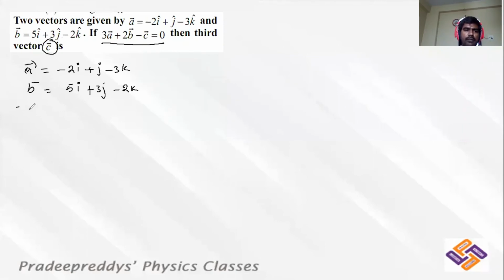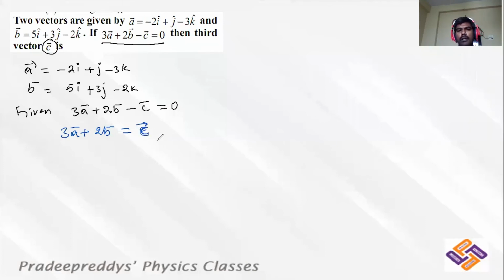What is given to you? It is given 3a bar plus 2b bar plus c bar is equal to 0. Now in order to find c, what do you do? Just bring the c onto the right side. 3a bar plus 2b bar is equal to c bar. So in order to find this, c is equal to 3a bar plus 2b bar.